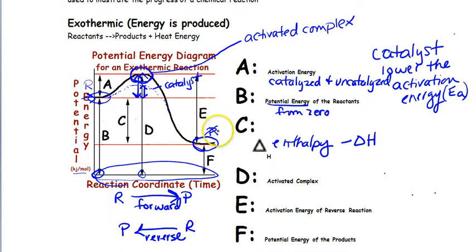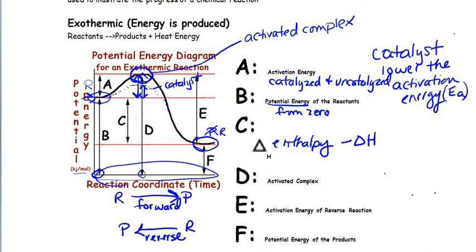And so if this now is your reactant, from this line up to your activated complex of your uncatalyzed here, that would be your activation energy, which is E. And then F is the potential energy of the products in the forward reaction.